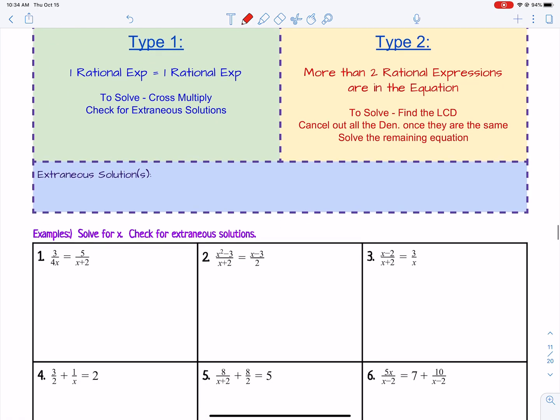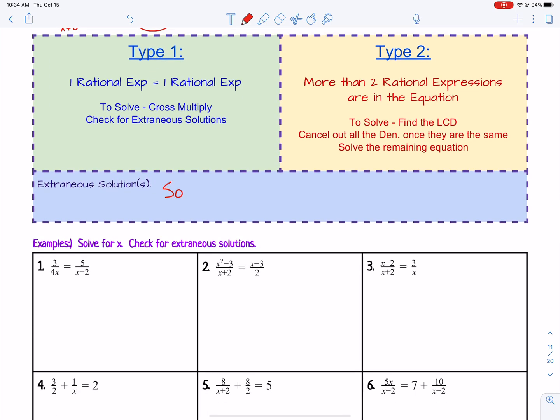Now, an extraneous solution is a solution that is a restricted value. So it's when you come up with a solution, but it is restricted. So we've talked a lot about restricted values. We'll just check for those in each of our examples and reiterate that.